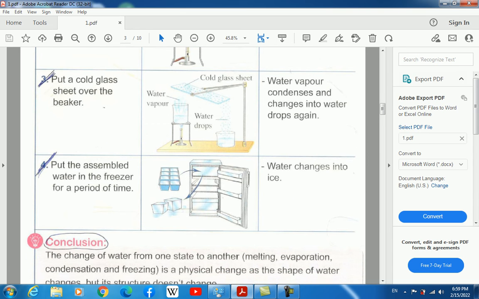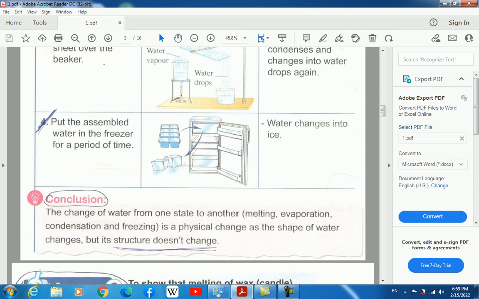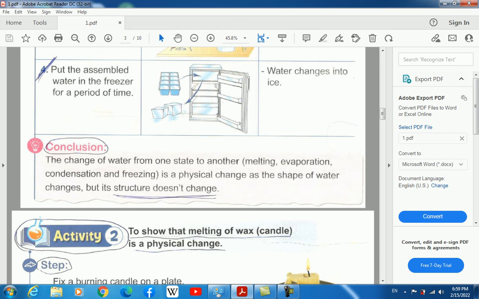Then, for the third stage, we put a cold glass sheet over the beaker while the water is being heated. What will happen? Water vapor condenses and it changes into water drops again. And you can see in the picture there is a cold glass sheet, then water vapor, and the droplets are collecting on that cold glass. Then in another beaker they are being collected there. Four, put the collected water in the freezer for a period of time. Then what will happen? The water changes into ice. This is obvious, everyone does this at home.